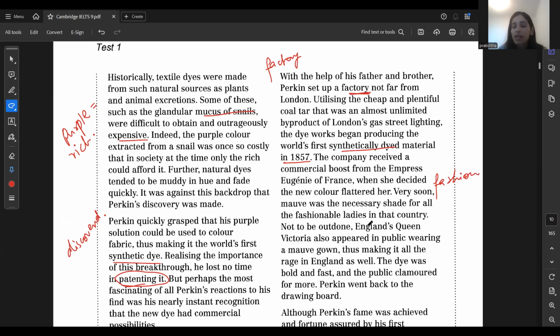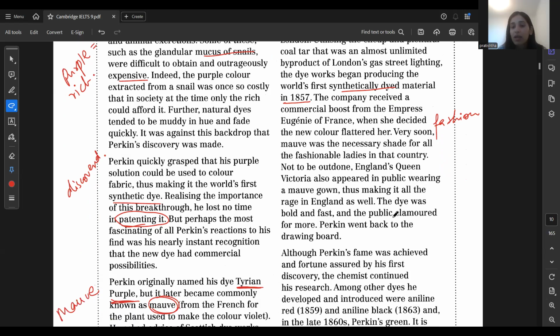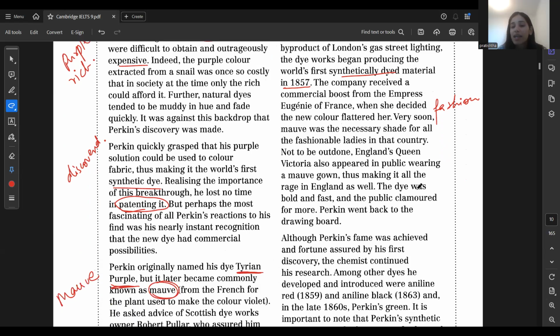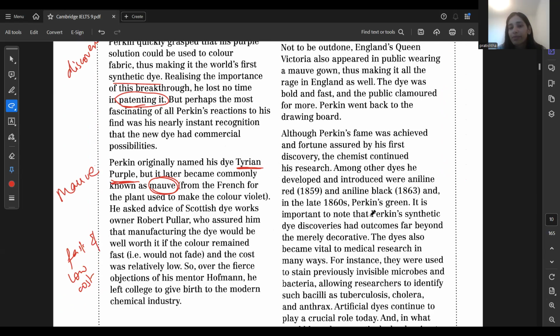Not to be outdone, England's Queen Victoria also appeared in public wearing a mauve gown, thus making it all the rage in England as well. The dye was bold and fast, and the public clamored for more. Perkin went back to the drawing board.